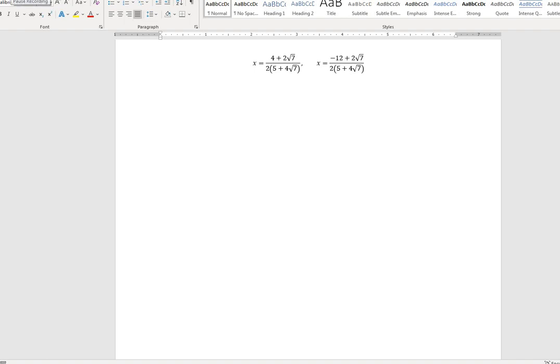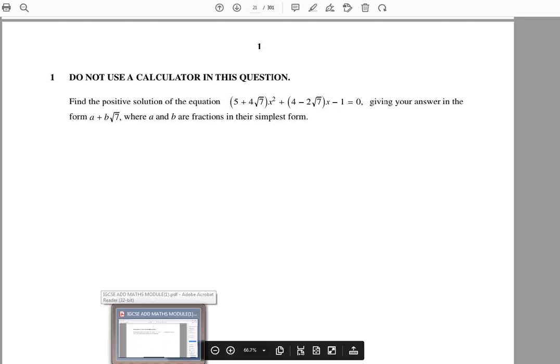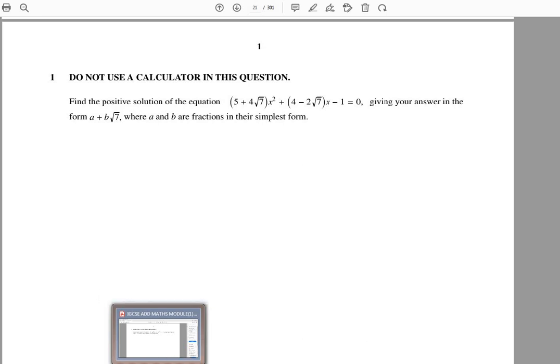Okay, welcome back. This is part 2. I hope you understand how to find the values of x from part 1. If we read back the question, the question is only interested in the positive solution. That means they are only interested in x that has a positive value. So if we get x equal to 0 or a negative value, we have to reject that answer. I hope you understand this.